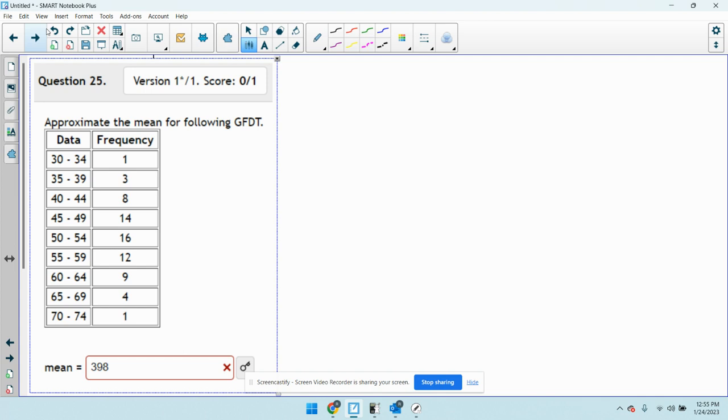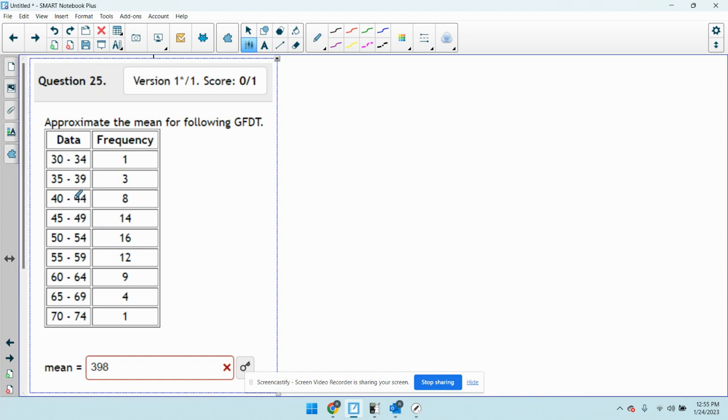Okay, approximate the mean for the following group frequency distribution tables. This is kind of a tedious exercise because we have to use the calculator and all that. It's telling us we have 1 value between 30 and 34, 3 values between 35 and 39, 8 values between 40 and 44. Problem is we don't know what those 8 values are.